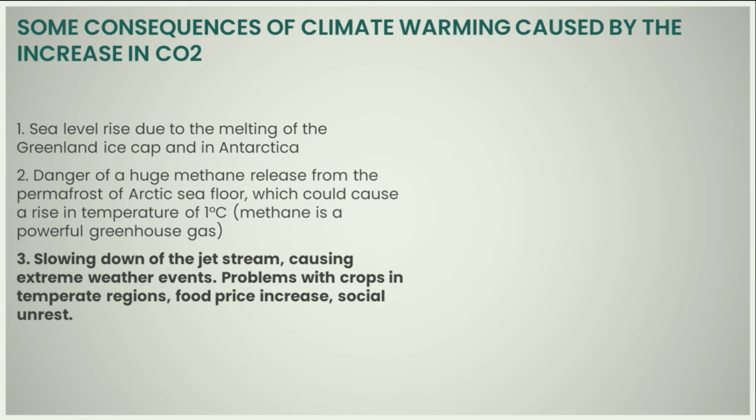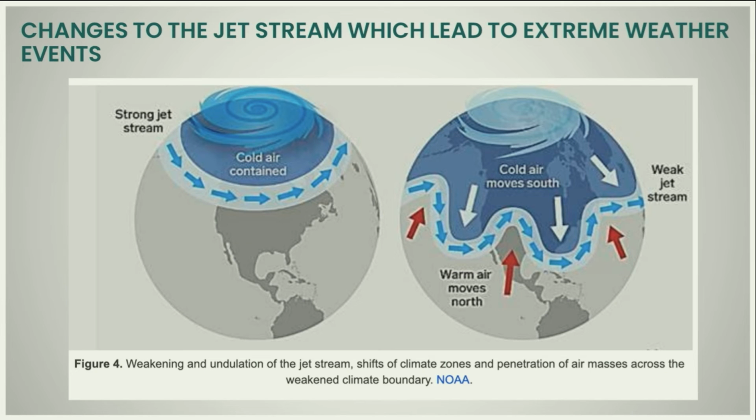So we've talked about sea level rise as one consequence of climate warming from the melting of the Greenland and Antarctic ice cap. We've talked about this potential huge methane release from the Arctic seafloor, which could be a real shock to the planet. So then the third thing I'm going to talk about is the jet stream and extreme weather events. Now this is another very serious problem which has occurred and which again has just been recognised.